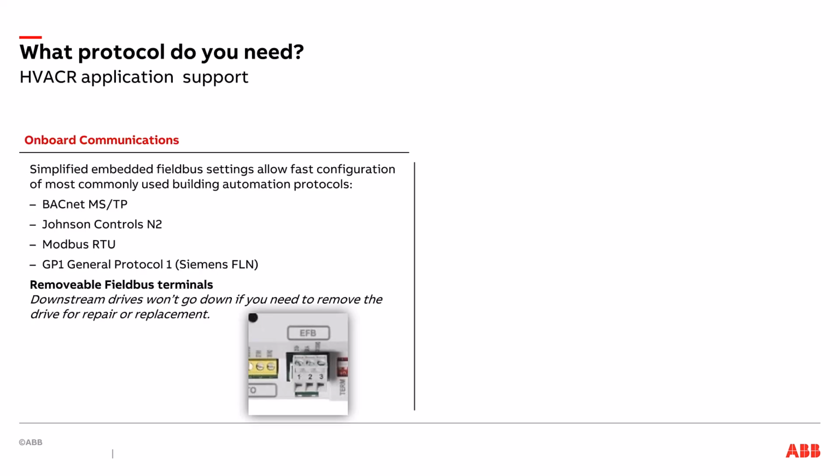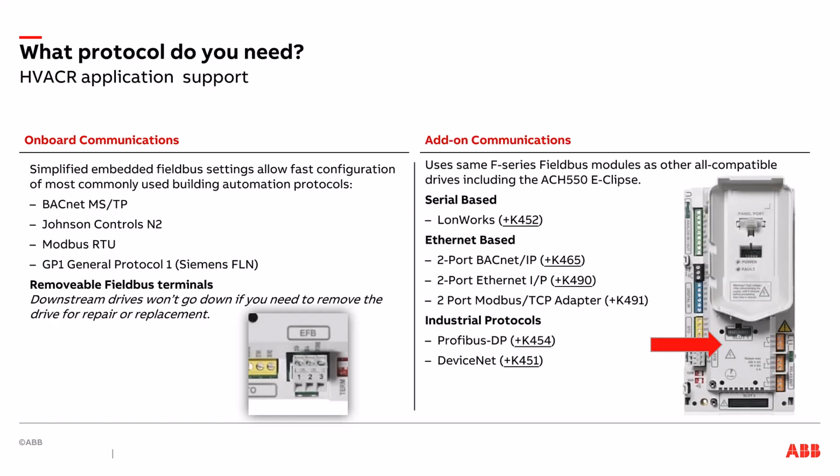The ACH580 drive has several embedded field bus protocols that are standard on this product. These serial communications include BACnet MSTP, Johnson Controls N2, Modbus RTU, and GP1 General Protocol. For additional support, there is an F serial module that can be added to support other protocols, including LonWorks, BACnet IP, Ethernet IP, Modbus TCP, as well as legacy industrial protocols such as Profibus and DeviceNet.